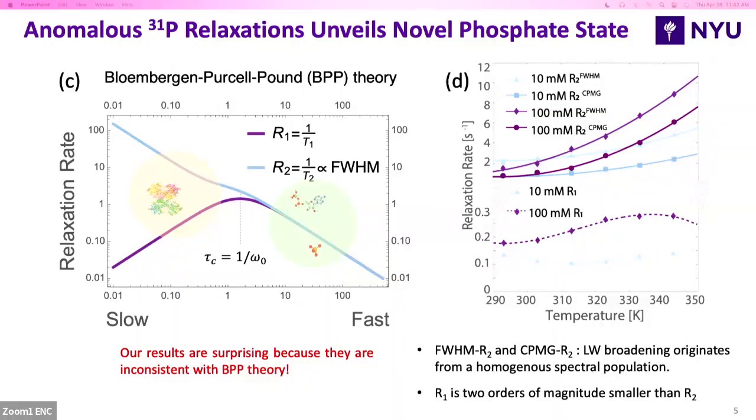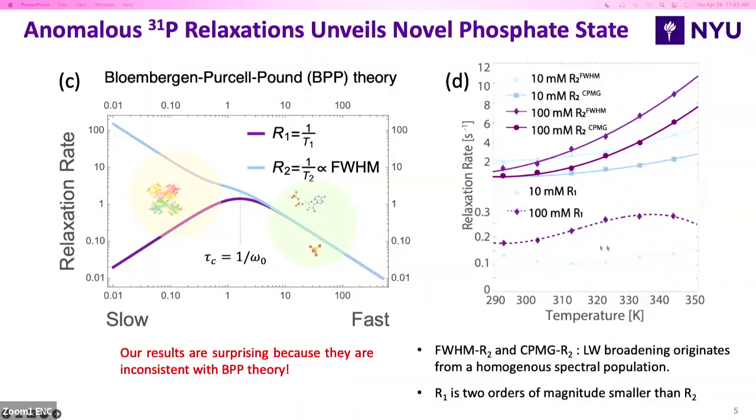As we can see in this plot, both of them show comparable trends of line broadening, with slightly higher values of the line width derived R2, probably due to some field inhomogeneities and small temperature gradients. So the R2 measurements verify that the phosphate line width is primarily broadened by the dynamic properties of a homogeneous spectral population.